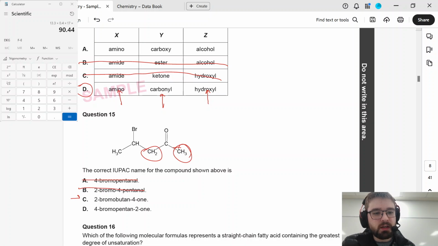Now, the other 2 are basically just, do you number it from the left or from the right? Any nitrogen or oxygen is always going to be more important than a halogen, so we will number it from the right and go 1, 2, 3, 4, 5, which makes this 4-bromopentan-2-one.